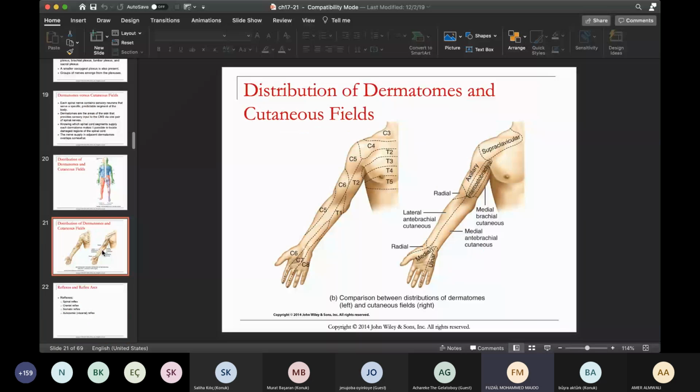So you can see over here, this part of your arm goes into the C6 cutaneous field. This part goes to the T2 level, this part at the T1 level. And when you look at the fingers, there are different cutaneous fields: C6, C7, C8. Reflexes and reflex arcs.